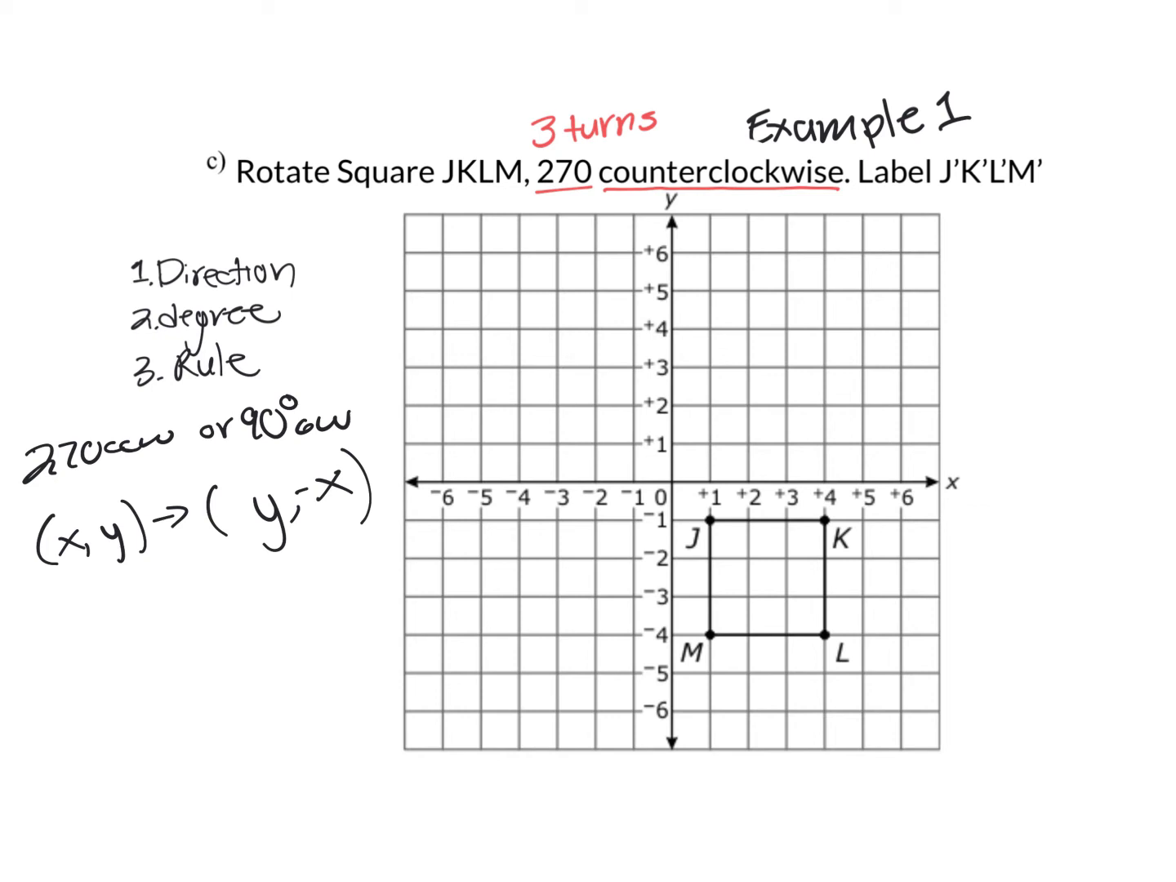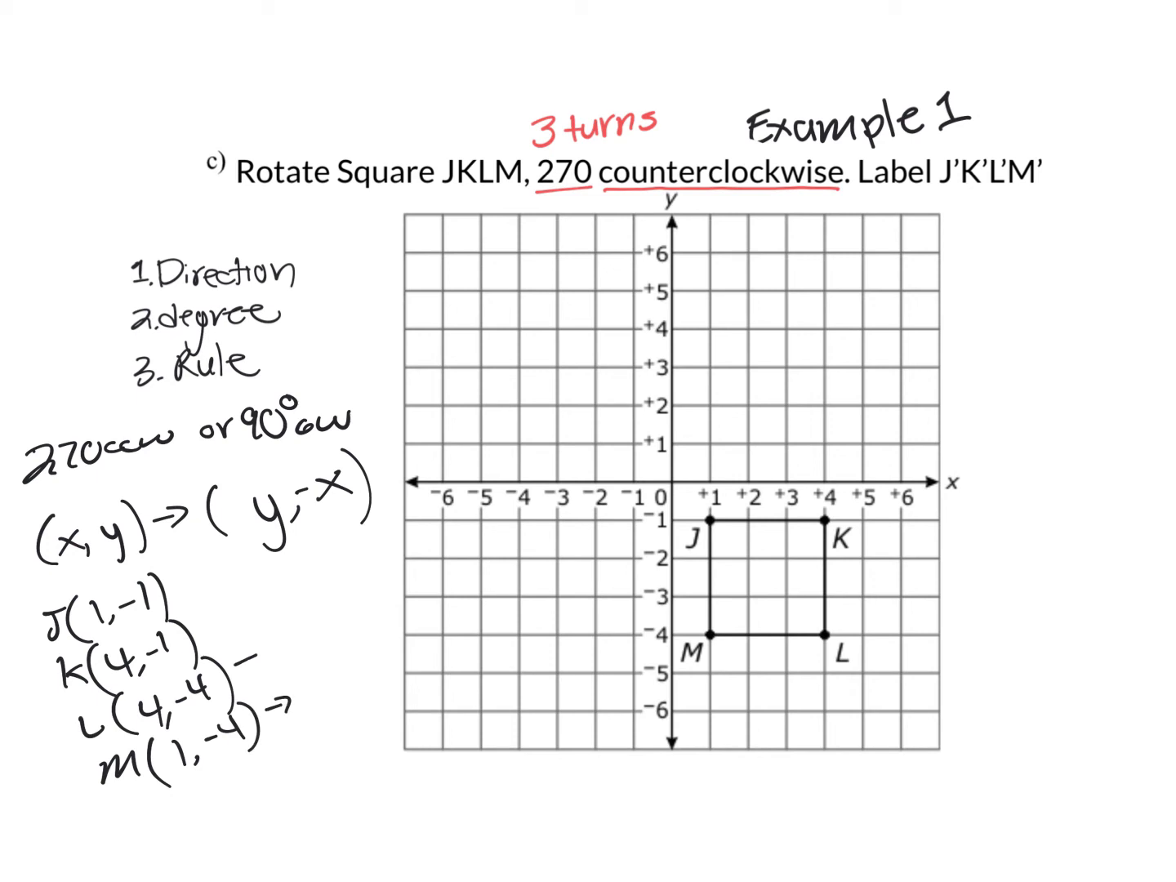So the first point that we're going to get is J. So the order pair for J is at 1, -1. K is going to be at 4, -1. L is going to be at 4, -4. And M is going to be at 1, -4.